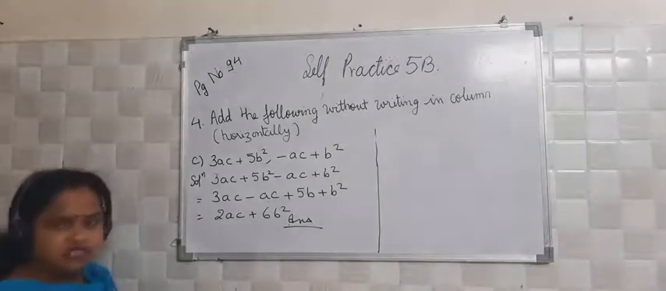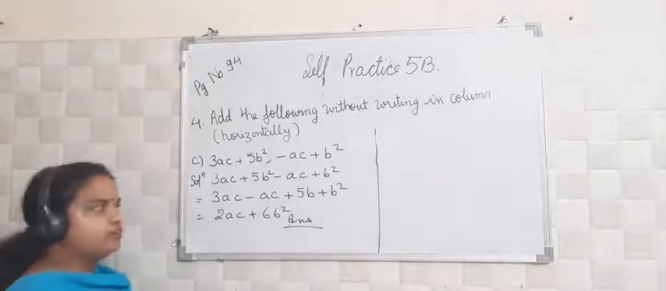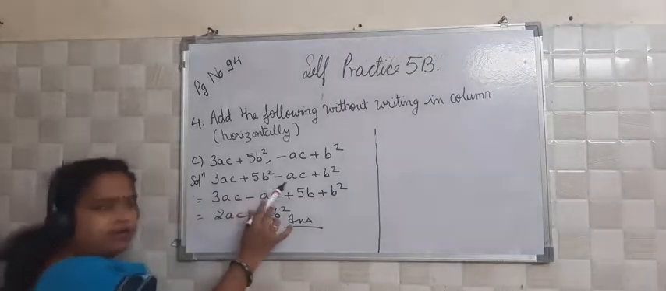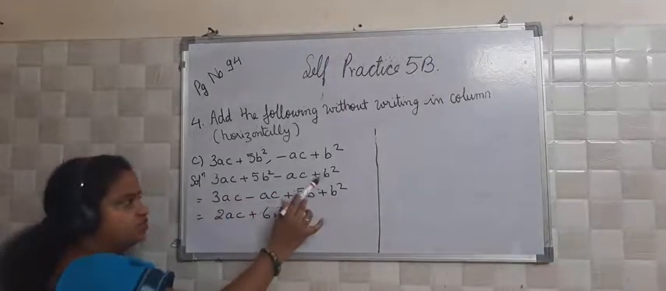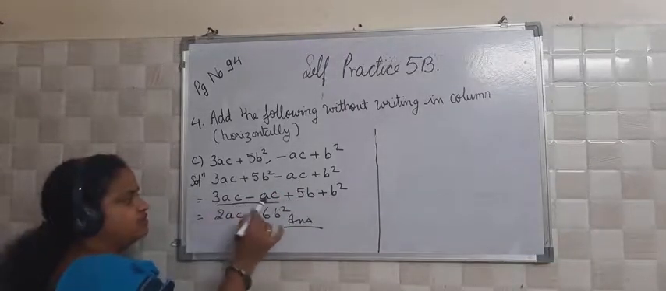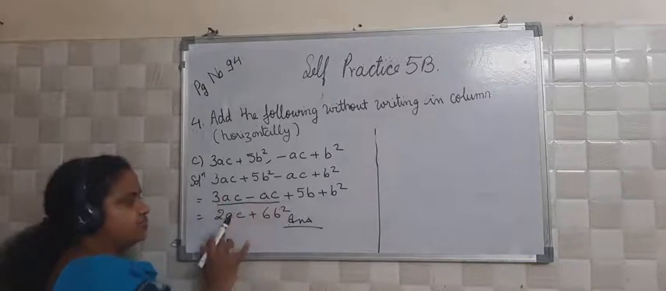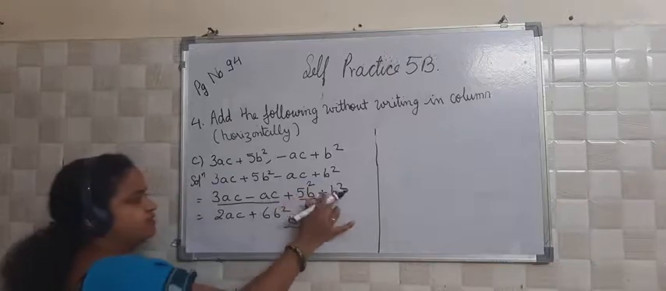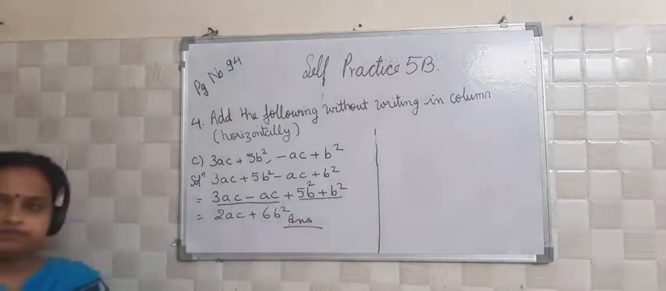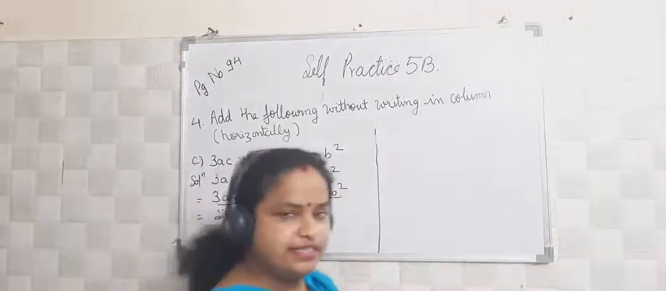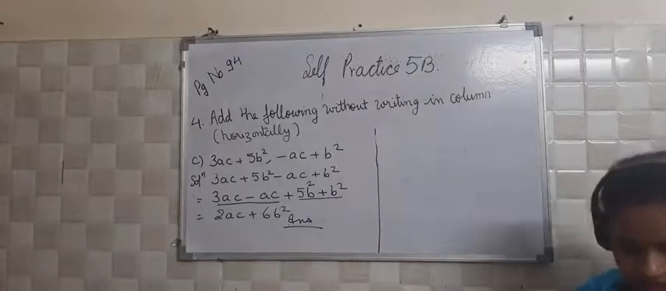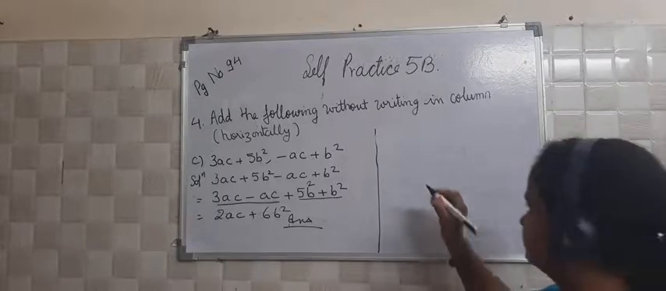Firstly, you will remove the comma. To remove the comma, you will make 3ac plus 5b square minus ac plus b square. Now you will solve this first. 3ac minus ac, 2ac. 5b square plus b square, 5 plus 1, 6b square. Correct? Now let's see the D part.